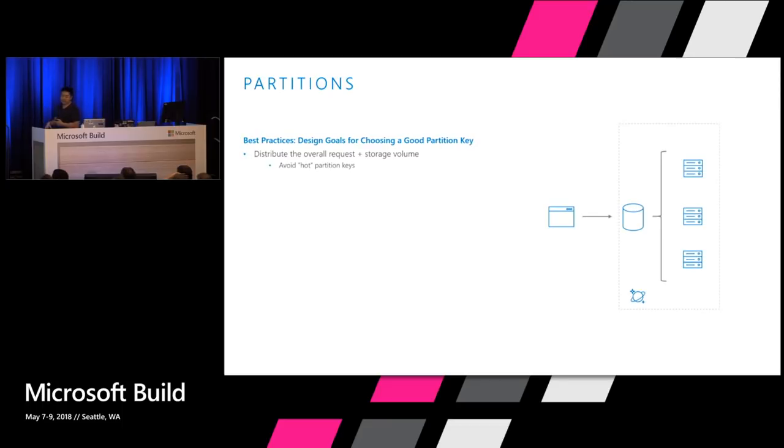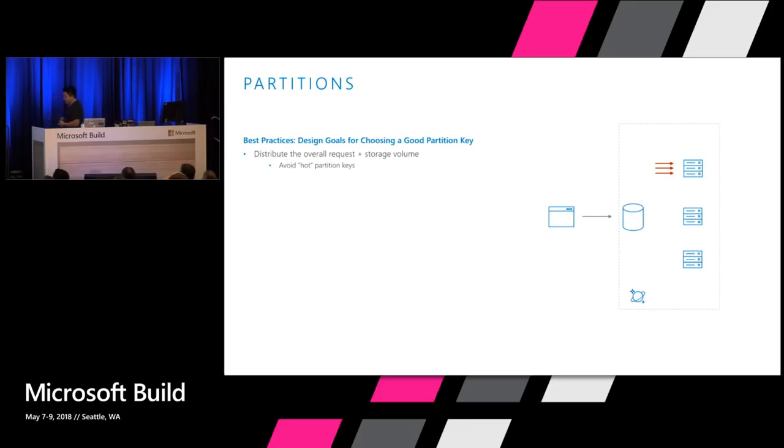What is a good partition key? Well, at a high level, you have two different design goals. The first design goal is you want to distribute the overall request and storage volume so that you avoid hot partition keys. Let me give you an example. Let's say you have an IoT scenario where you're storing device telemetry. Intuitively, a lot of people might first go to, let's say, a time dimension, like the current time, because that'll give you a very even distribution of that data across many partition keys.